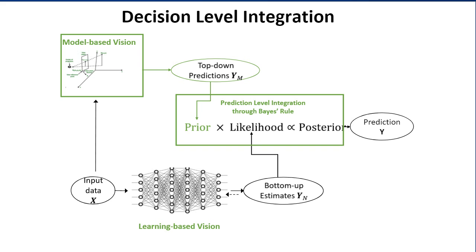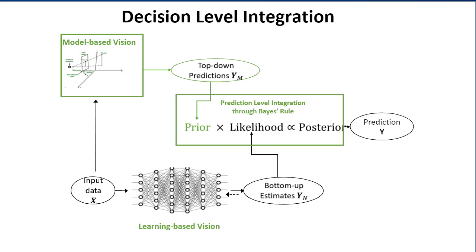And then, given the same input, we feed it into the neural network. We generate a bottom-up estimation of the final prediction. So this serves as a likelihood. Then we can perform the joint top-down and bottom-up inference by combining the prior with the likelihood, using the Bayes rule to generate a posterior distribution of the prediction. And then the final prediction can be derived from the posterior distribution. So this is the basic idea of the decision level integration.